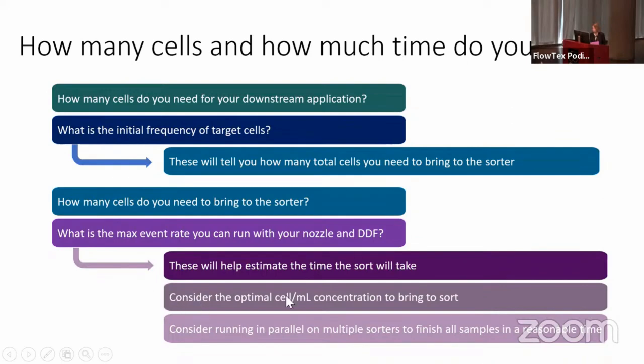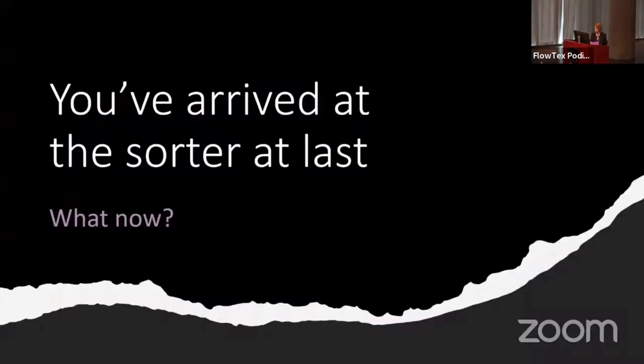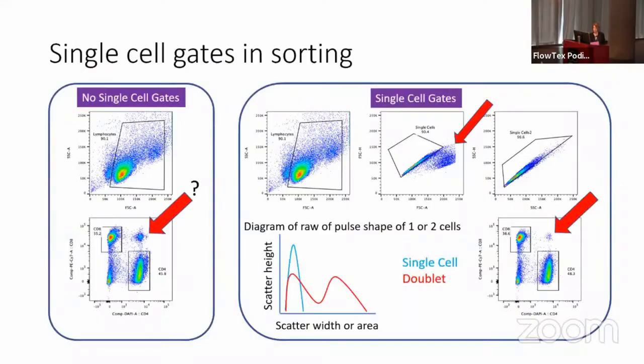Always consider the optimal cells per mL to bring to the sort. If your cells are very dilute, they will sort very slowly. We cannot keep them lined up and just increase the core size by turning the instrument up. If you have a lot of cells that you need to sort, consider setting it up in parallel on multiple sorters at a big institution, running all of the sorters in the same time block to complete your needs. Okay, so you've gotten to the sorter. What do you do now?